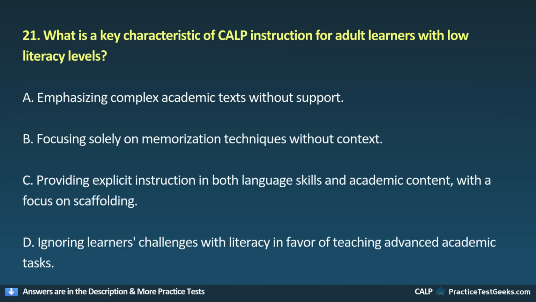21. What is a key characteristic of CALP instruction for adult learners with low literacy levels? A. Emphasizing complex academic texts without support. B. Focusing solely on memorization techniques without context. C. Providing explicit instruction in both language skills and academic content with a focus on scaffolding. D. Ignoring learners' challenges with literacy in favor of teaching advanced academic tasks.